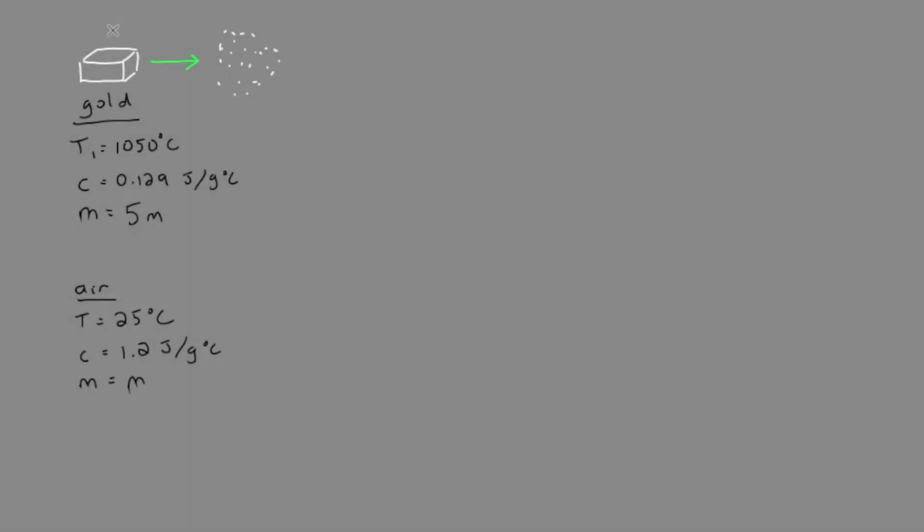The heat that leaves the block is the same magnitude but opposite in sign to the heat that enters the air. So when we have heat leaving a substance, that's a negative Q, and heat added to a system is positive Q. Since the magnitudes are the same, the heat that leaves the gold is the same as the heat that enters the air. We could say the negative Q of the gold equals the positive Q of the air, and we can sub in for Q.